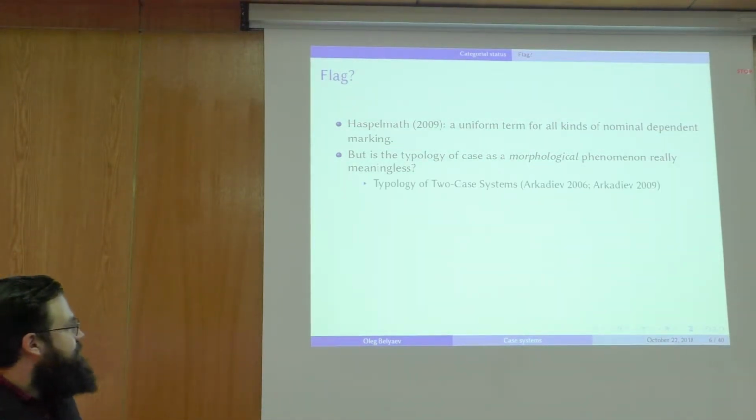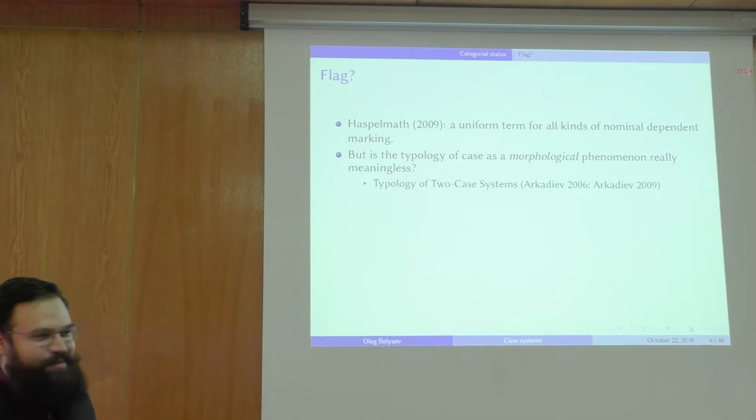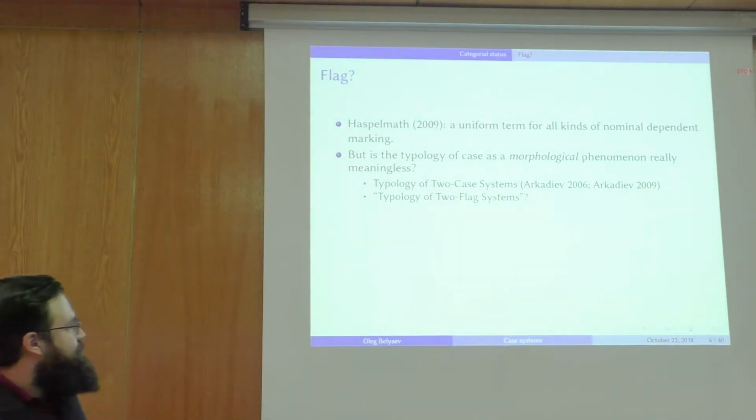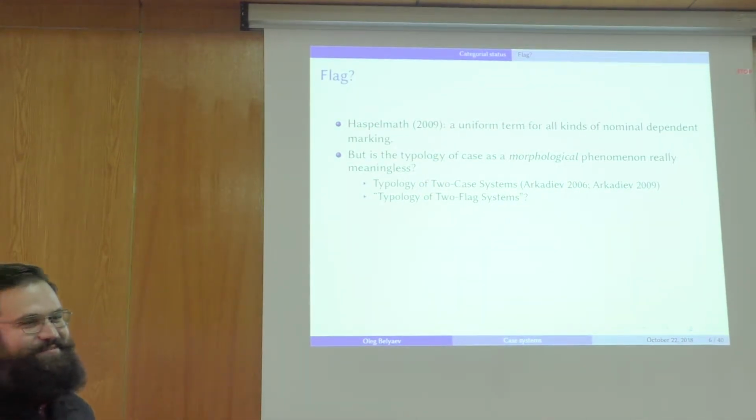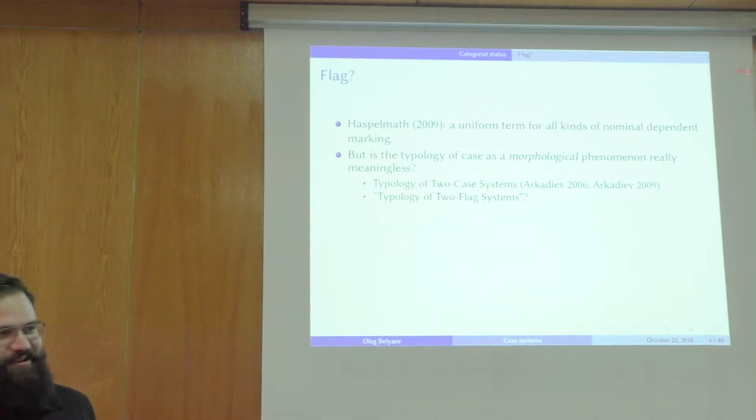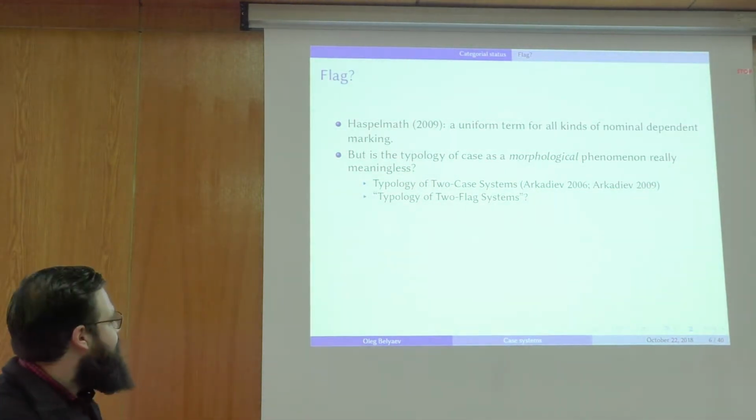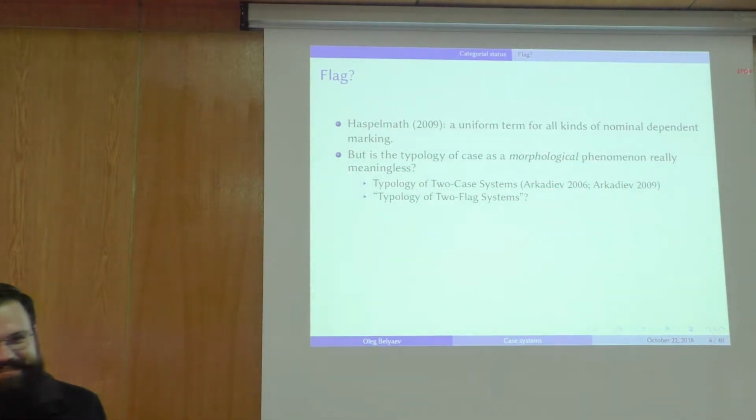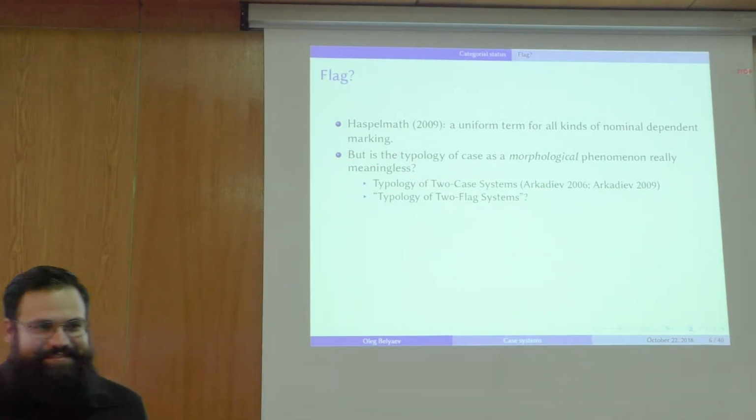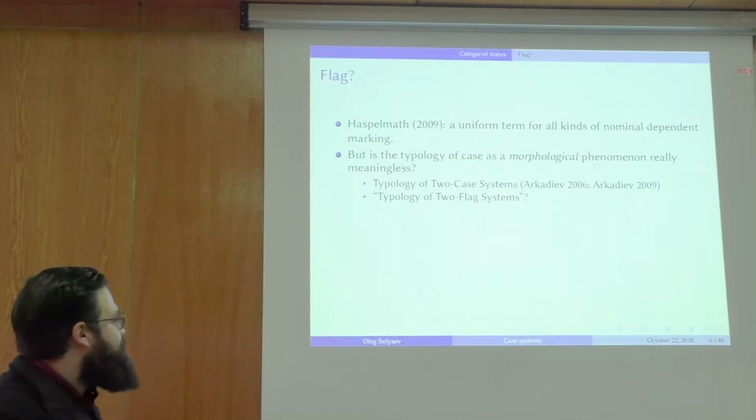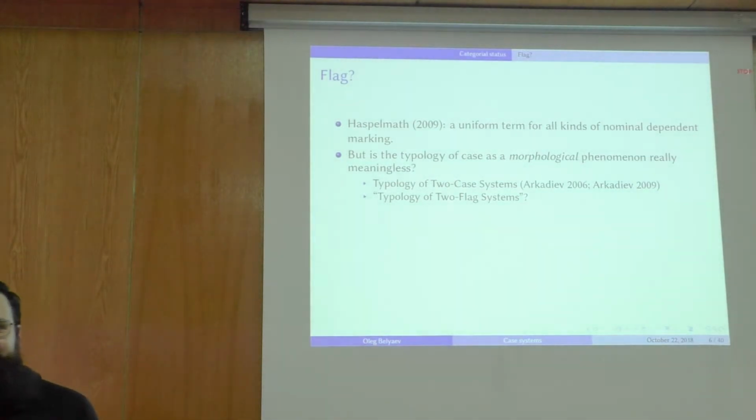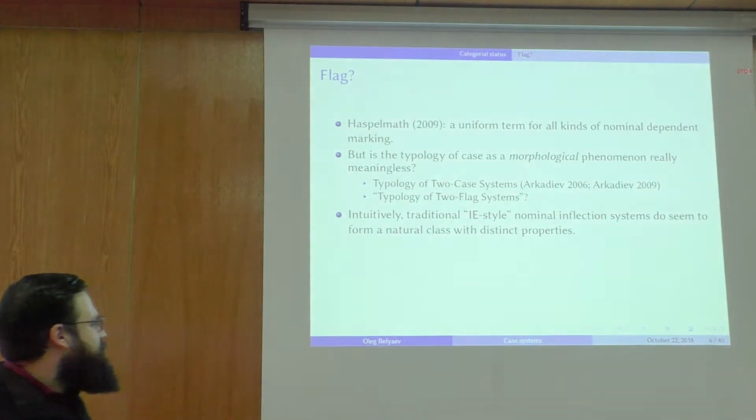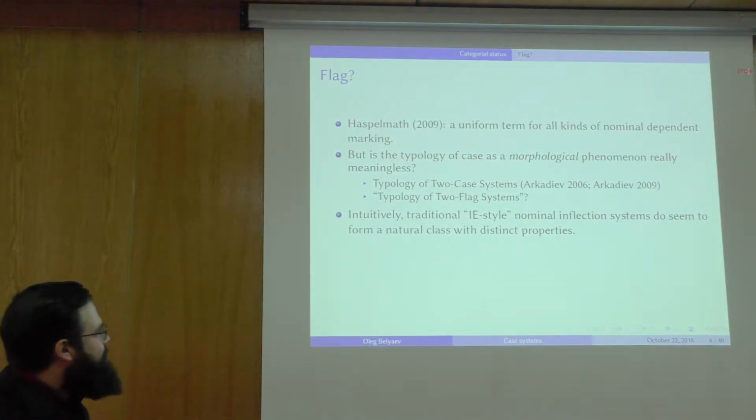For example, there is a nice dissertation by Peter Arkadiev called The Typology of Two-Case Systems. Maybe Peter has misnamed his dissertation, and it should have been called Typology of Two-Flag Systems. Well, maybe he agrees, but I disagree. I think there is something meaningful, even though in this dissertation he says he's looking at a broader category. But I believe most of his cases really are cases and not just flags which happen to have only two terms, and the fact that they have only two terms is also symptomatic, because the things we call adpositions are usually more of an open class, but this is a separate issue. But intuitively it seems that the traditional Indo-European style nominal inflection systems do seem to form a natural class.